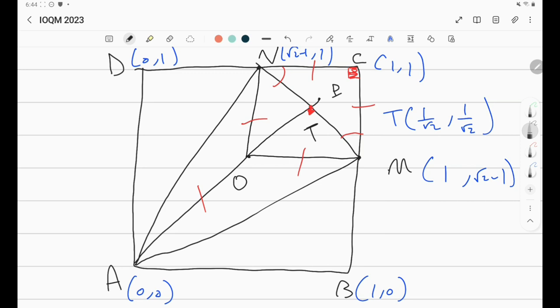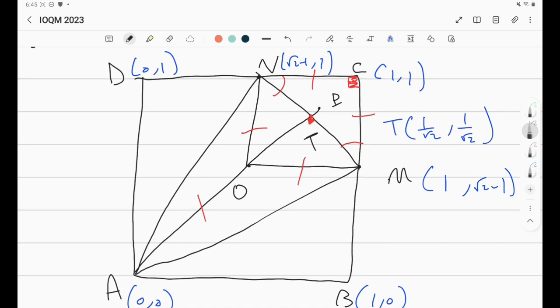We simply check whether y equals x is perpendicular to the line MN. Just find the slope of MN. The slope of MN clearly is just -1. So yes, they are. They multiply to -1, so that works. So that means that indeed they are collinear.